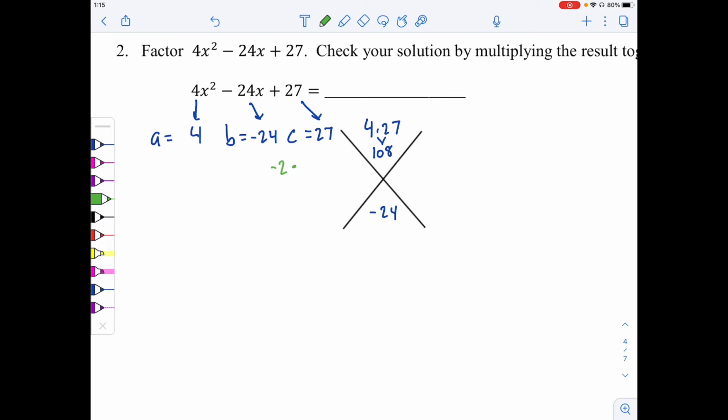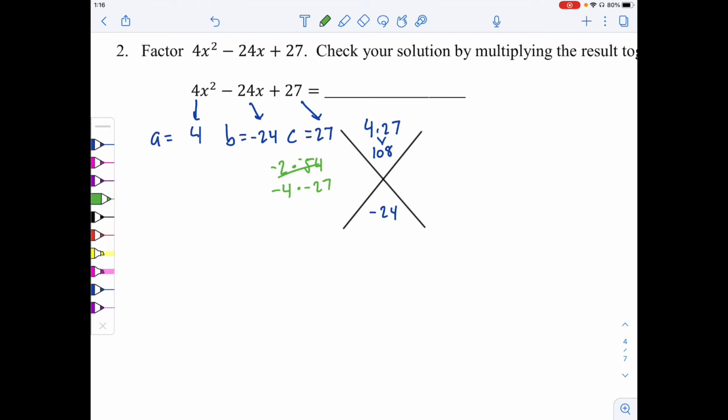Negative 2 times negative 54. Does that add to negative 24? No, that doesn't work. What are other factors of 108? Negative 4 times negative 27? No, that's what we started with. That doesn't add to negative 24.